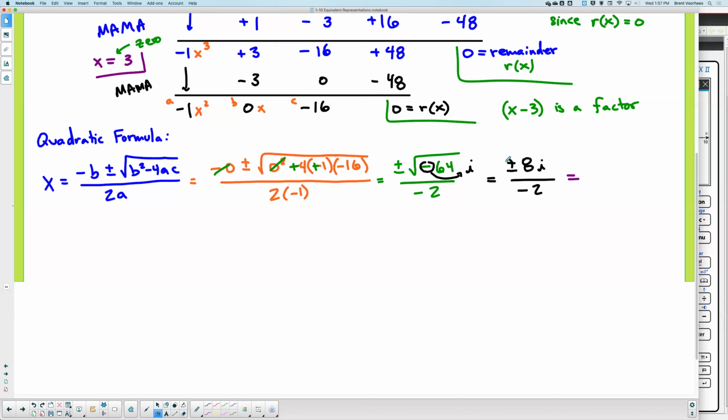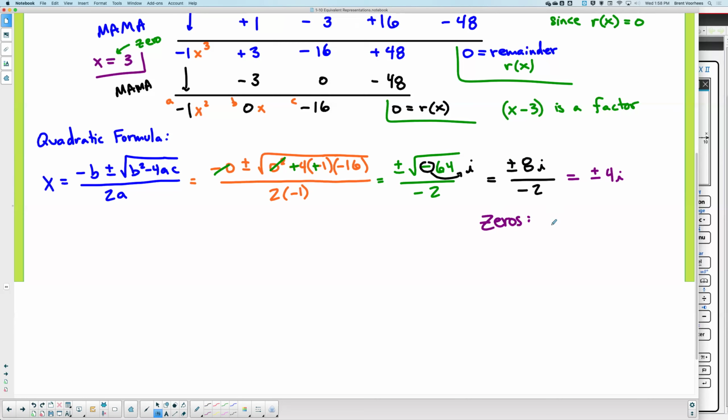If you take your positive answer of 8i and divide it by negative 2, what do we get? Not 4i. Try again. Positive 8i divided by negative 2? That's negative 4i. But then you take your negative 8i and divide that by negative 2. What's a negative 8i divided by a negative 2? Positive 4i. So this negative in the denominator doesn't actually matter because it's plus or minus anyways. You're still always going to have a positive and a negative. That's my other zero.